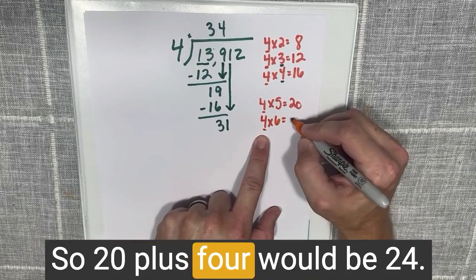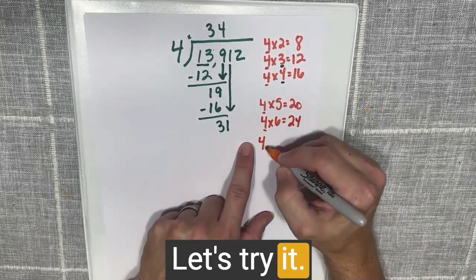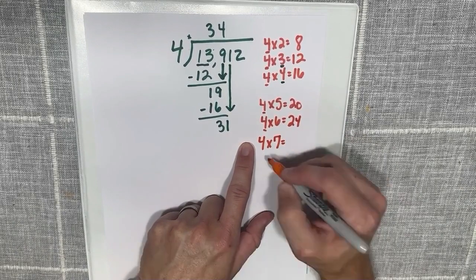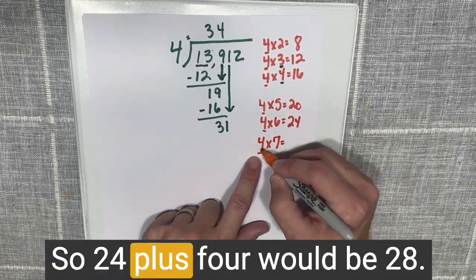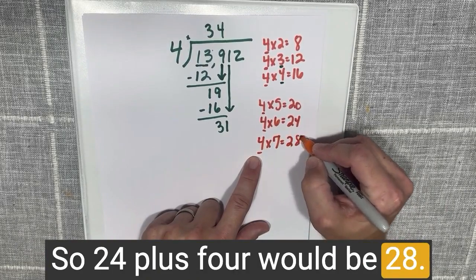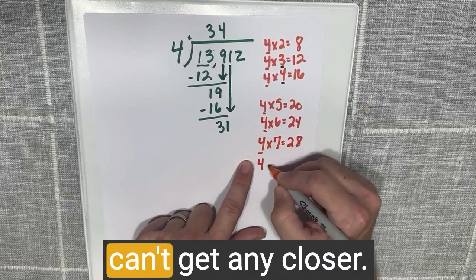So 20 plus 4 would be 24. Okay, I think we can get closer. Let's try 4 times 7, just adding 4 to that previous answer. Previous answer was 24. So 24 plus 4 would be 28. Okay, and we're just going to double check ourselves just to make sure we can't get any closer.